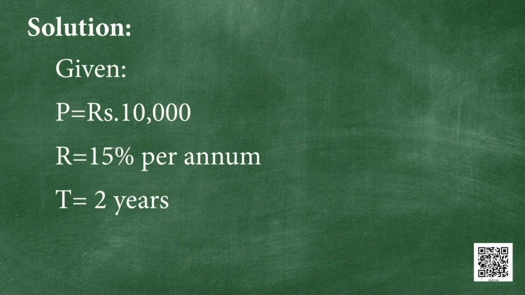Students, let us try to solve this problem by using the formula which we stated earlier. Before that, let us try to make a note of the given data. It is given that the principal, that is P, is equal to rupees 10,000, and then the rate of interest, that is R, is equal to 15% per annum. The time is given to be 2 years.